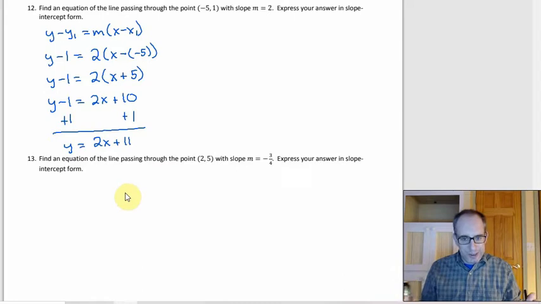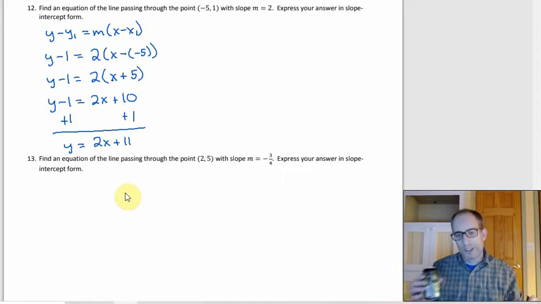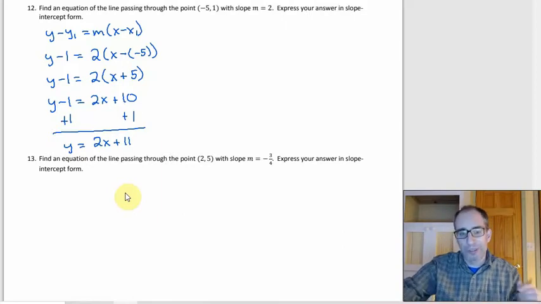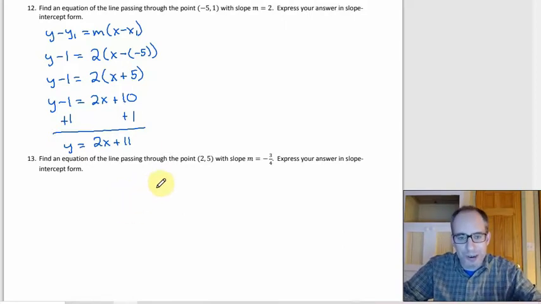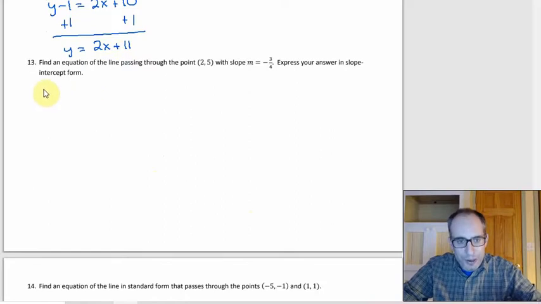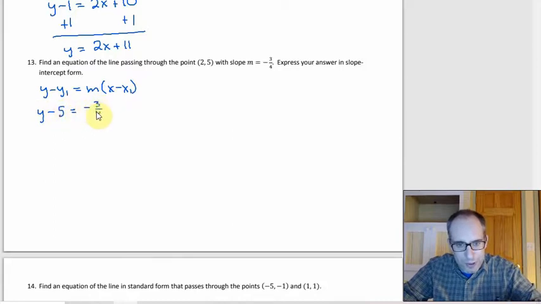All right. Then 13 is the same kind of idea, except that it has a fraction, so it's a little bit nastier. So you do the same things. It's just there's an algebraic step that here was really simple, 10 plus 1, that in number 13 will be a little more involved. But we are just going to start off in the same place. So point-slope formula, y minus y1 equals m times the quantity x minus x1. And if we sub in, we're going to have that y minus 5 equals negative 3/4 times x minus 2.